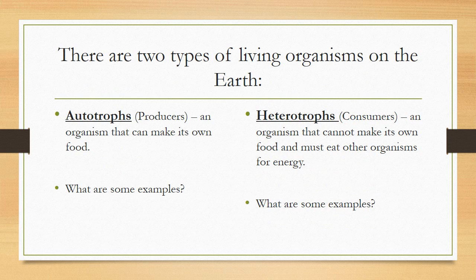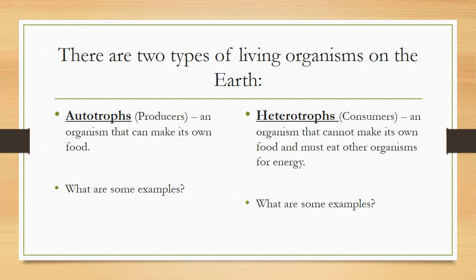There are 2 types of living organisms on the earth. There are autotrophs, which are producers, which are capable of using photosynthesis. So an organism that can make its own food is called an autotroph. Take a second. I want you to try to think of a couple examples of an autotroph. Okay, I'm sure you had some really good ones, some very simple ones. A blade of grass would be an autotroph, a dandelion, a cactus, a palm tree, all autotrophs.